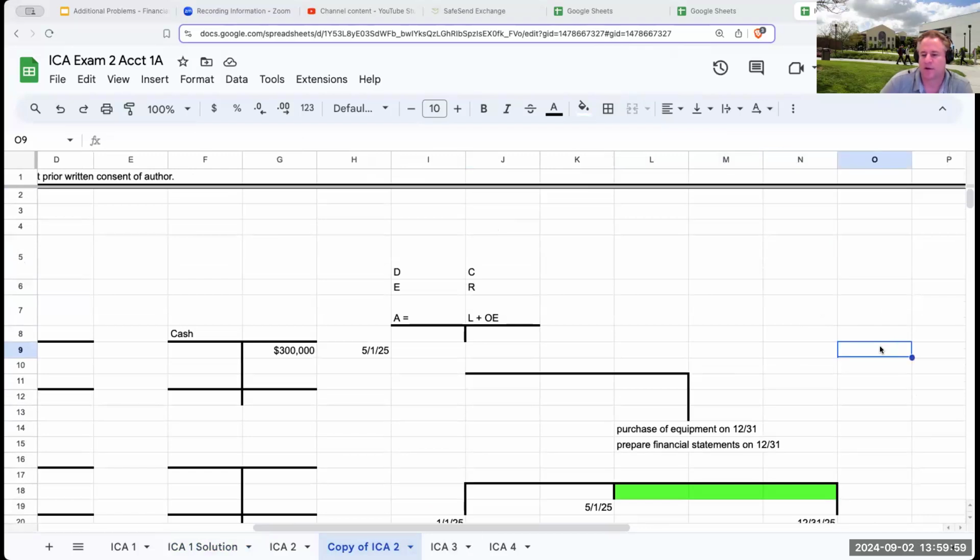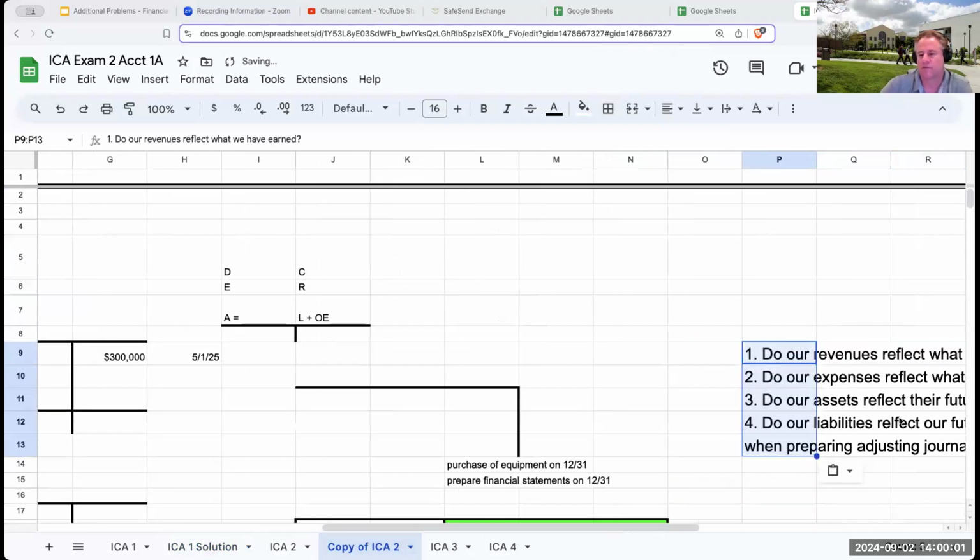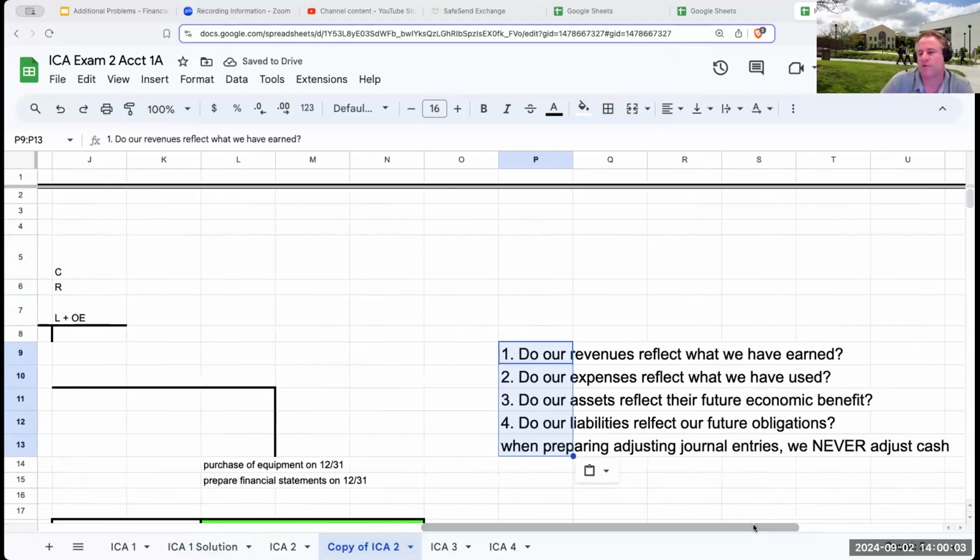So if we look at our 4 questions: Do our revenues reflect what we've earned when we do adjusting entries? Do our expenses reflect what we've used? Do our assets reflect their future economic benefit? Do our liabilities reflect our future obligations? And then when preparing adjusting journal entries, we never adjust cash.